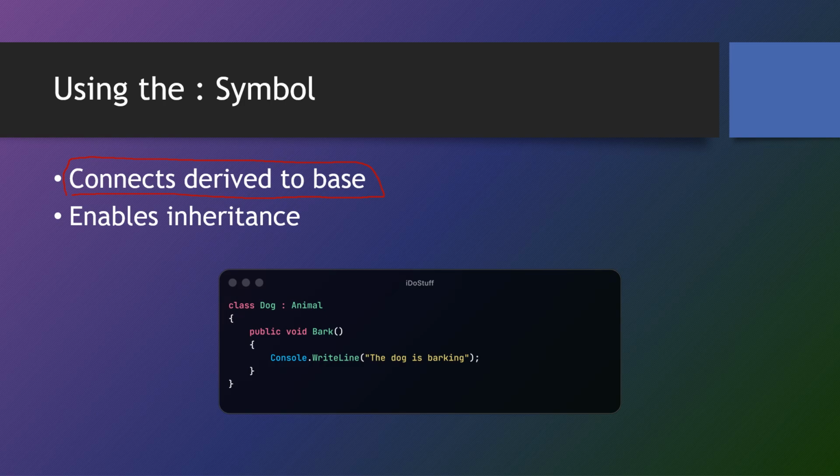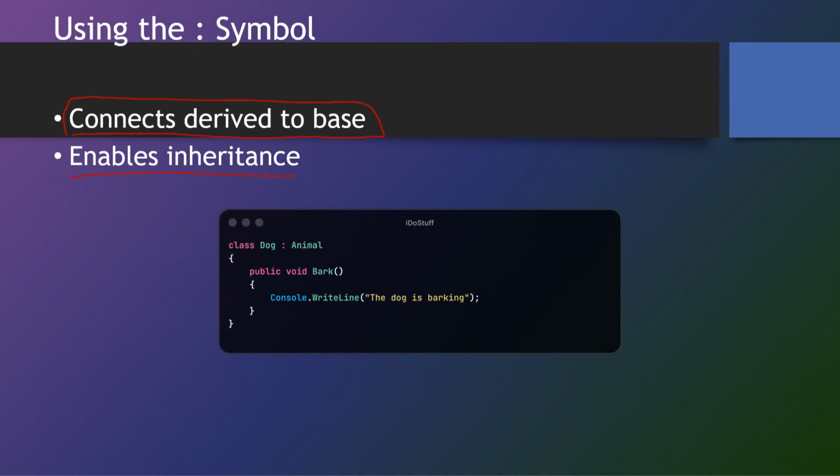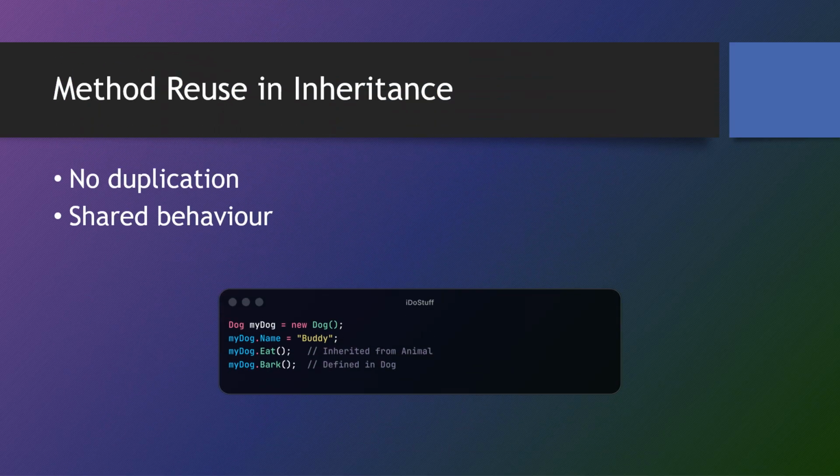Reusing methods with inheritance. The biggest benefit is method reuse. Instead of writing the same method in 5 classes, you write it once in the base class. Every derived class gets it for free. Fix a bug in one place, and all child classes benefit. That's a huge win for maintainability.